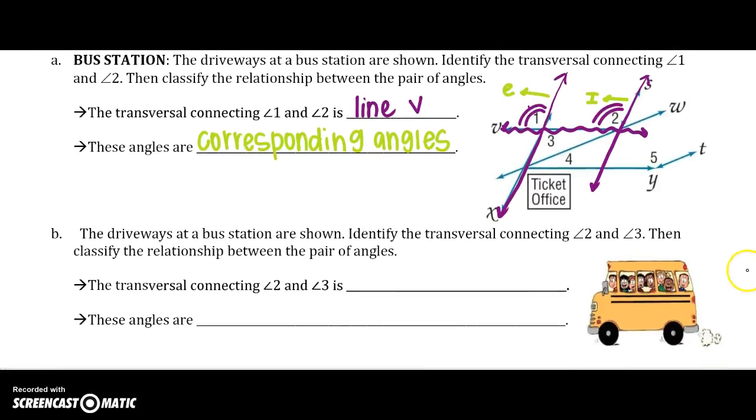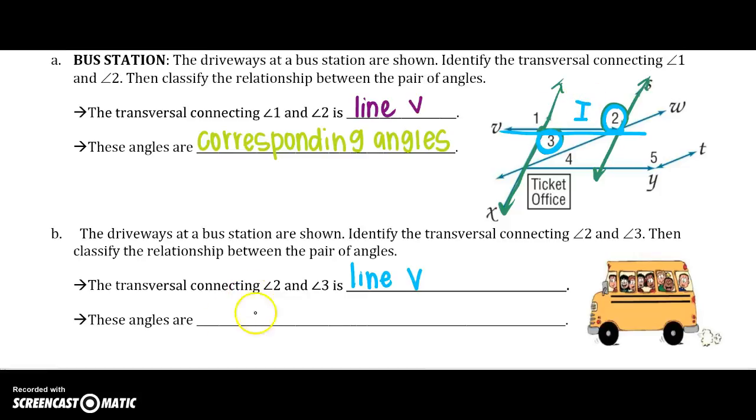All right, what about the next one? The driveway at the bus station are shown. What do we know about angles 2 and 3? Angle 2 and 3. What is our transversal? All right, so remember, transversal is a line that cuts 2 different lines at 2 different points, and my angles have to touch that transversal line. So again, it's going to be line B. And my angles are both on the interior, so I crisscross that transversal line, so I'm going to be alternate interior.